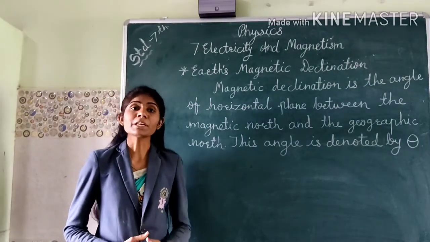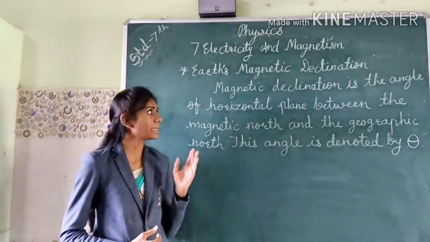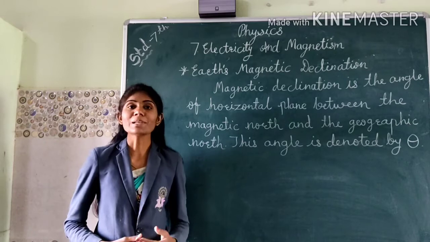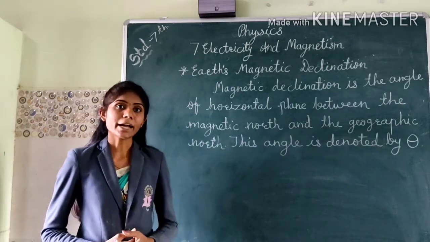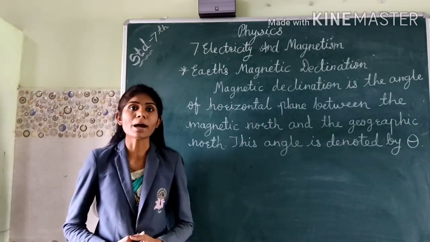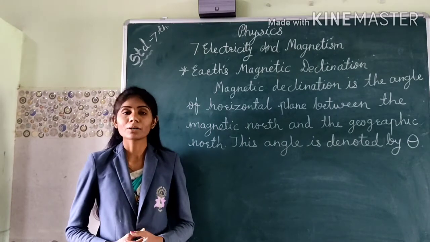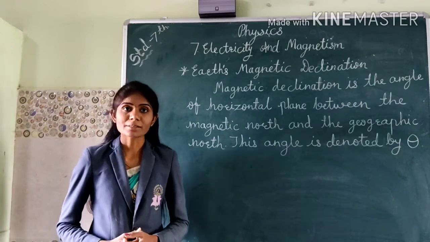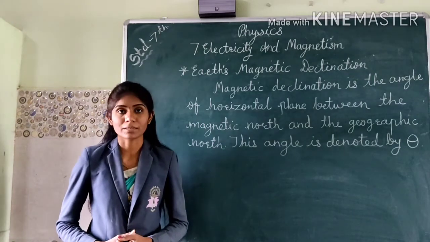Magnetism. Especially we will discuss magnetic declination and more about electricity. So let's see. We know that Earth itself behaves as a magnet. Earth also has its north and south pole. Earth has a magnetic field around it.